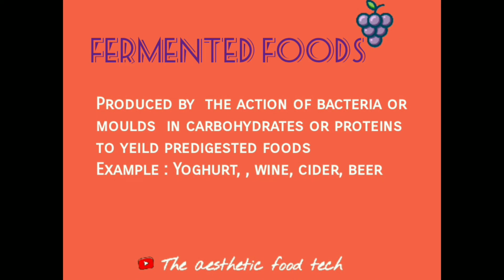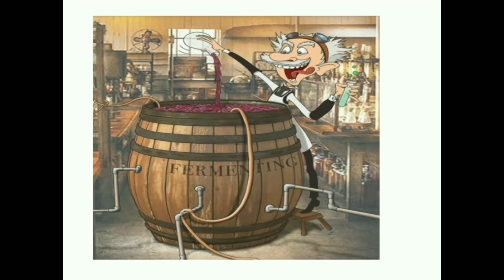Fermented food is a food that is produced by the action of fermentation. That is, microorganisms such as bacteria or mold act on the carbohydrates and proteins present in food to yield many components, and this results in the formation of pre-digested foods, and such foods are called fermented foods. Examples for fermented foods include wine, cider, beer, yogurt, etc. The main characteristic of fermented food is that it is highly nutritious.